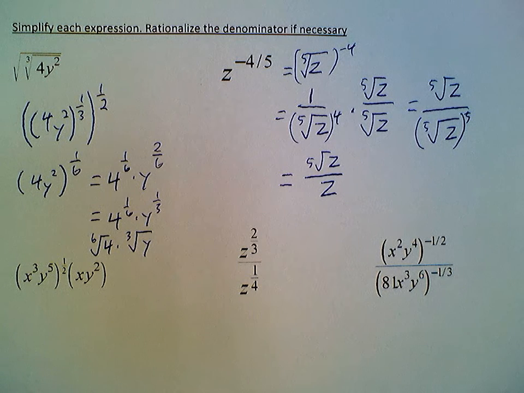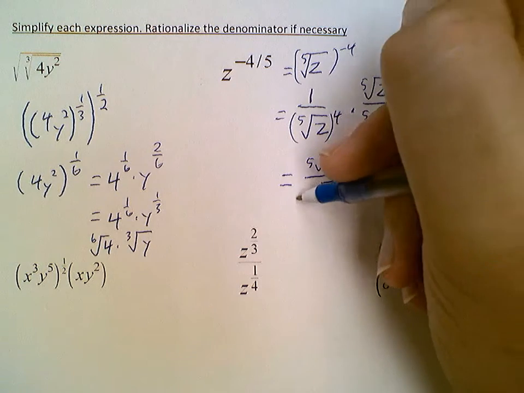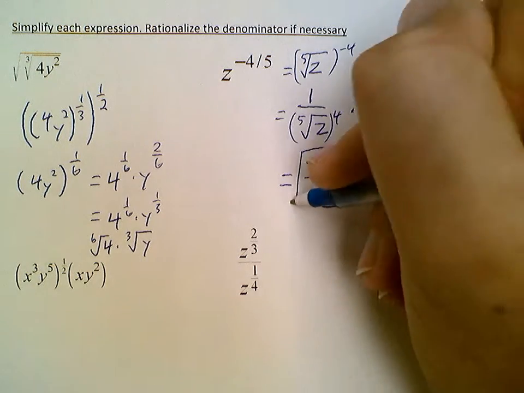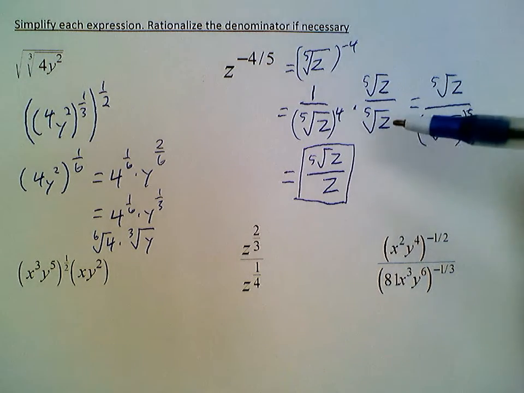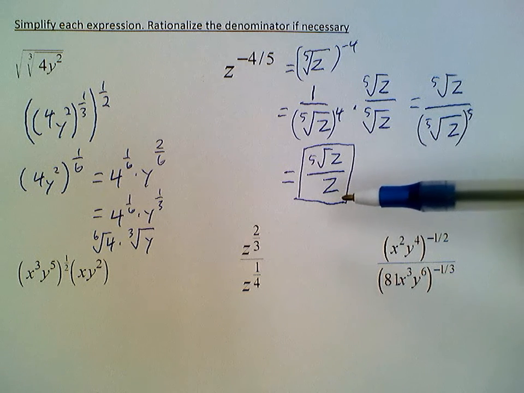So now what I have is 5th root of z in the top over z in the denominator. Okay, so really all I did in this one is multiply the top and the bottom by one more 5th root of z so that I could make the denominator rational.